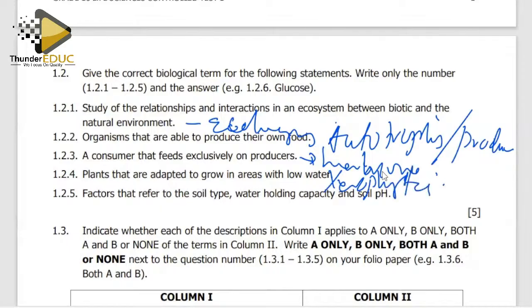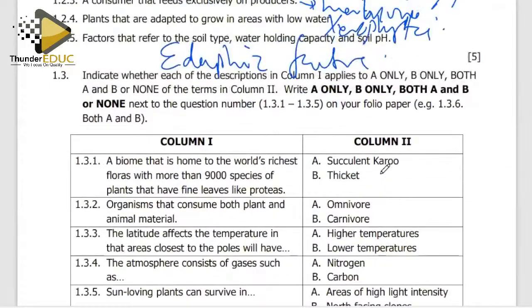Then the factor that refers to the soil water holding capacity and pH, how do you call that? Those are characteristics of soil, so it is edaphic factors. Yeah, done. We go to the next question.